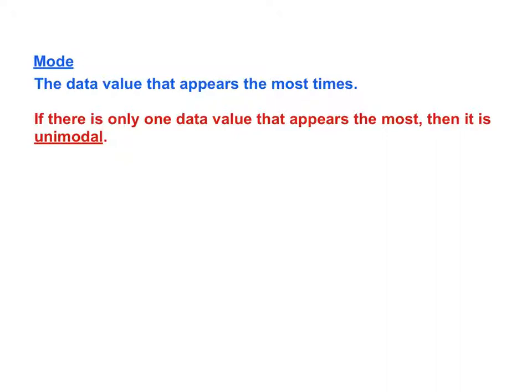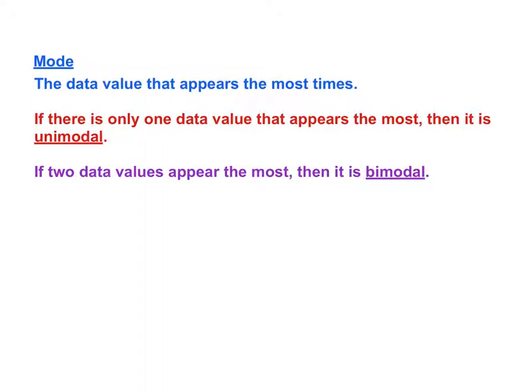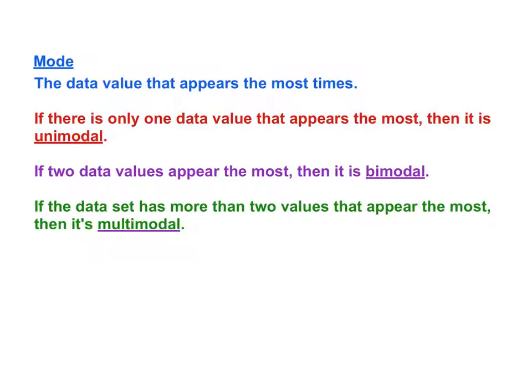Anybody want to take a guess at the phrase for if there's two data values that appear the most? Bimodal. You're so smart. Good job. Two data values appear the most, then it is bimodal. Then instead of talking about three data values, four data values that appear the most, what we say is if there's more than two that appear the most, we call that multimodal. So we designate three different characterizations of the number of modes. If there's one mode, unimodal. Two modes, bimodal. More than two modes, multimodal.